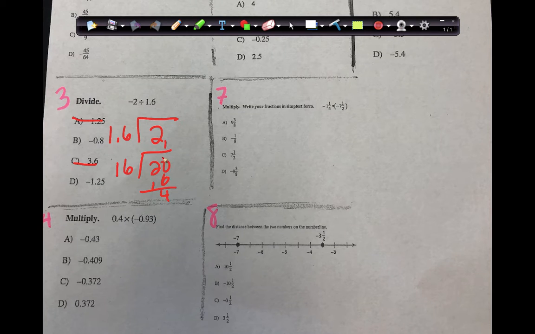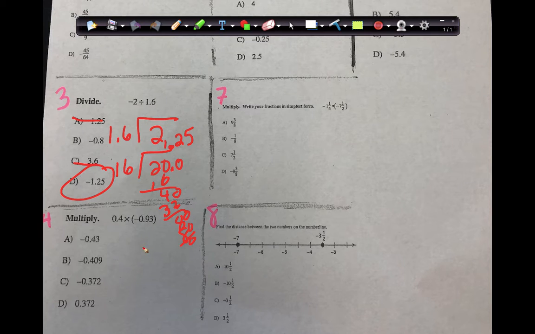I'm going to put a decimal right here and a 0. And I can make 2 groups of 16 out of 40. It's 32 with 8 left over. And I can make 5 groups of 16 to make 80. So there's 0 left over. And so it is a negative 1.25.